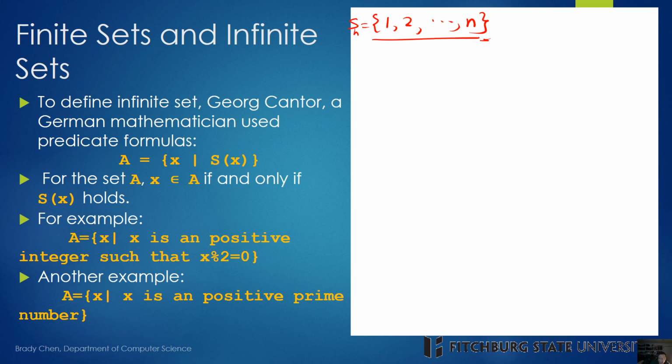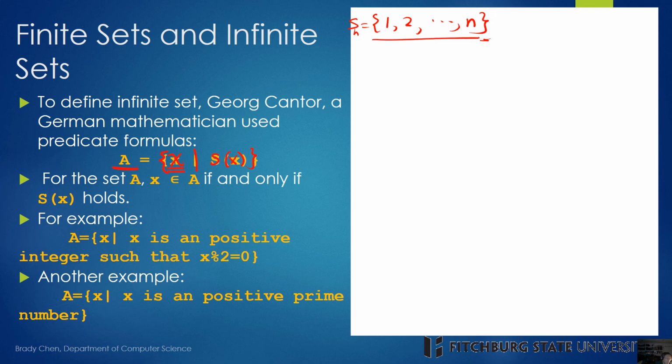So now we're going to focus on the infinite set. So we're going to discuss the set with an infinite number of elements. Now, in order to discuss this, we need to create some kind of notation, which was initially used by a German mathematician called Georg Cantor. Okay, he used the notation called predicate formula. So he defines the set A as, using the curly bracket, the element x such that P(x) is satisfied.